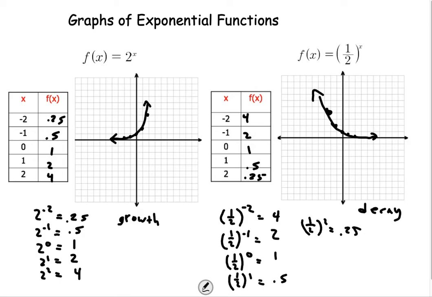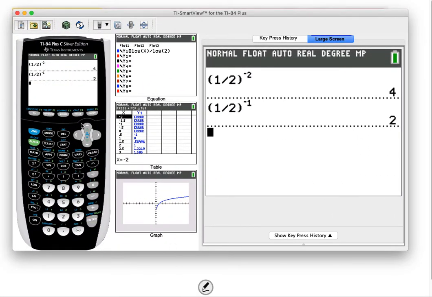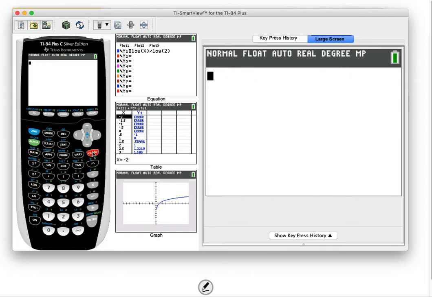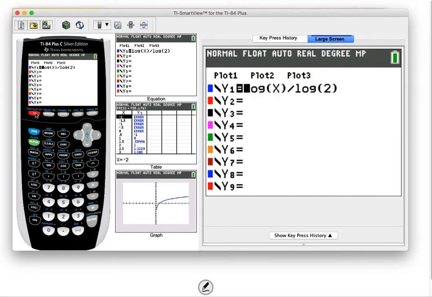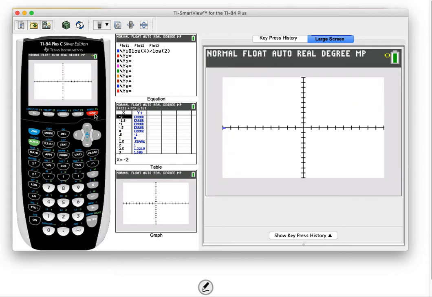All right, so let's move on over here and do some explanation of growth and decay graphs. If you want, you can just plot these into your graphing calculator each time and see if they go down or if they go up. So if I did that, I could come over here to my graphing calculator, clear all this out, go to my y equals. I could plug in 5 divided by 2, parentheses, caret key, x, and hit the graph button.